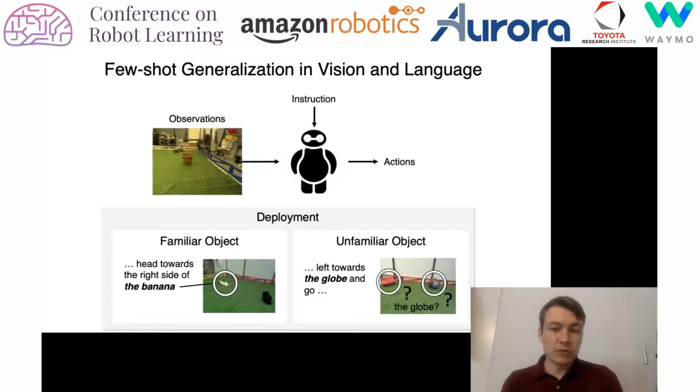There is a vast diversity of objects in the real world, some of them personal and unique to each one of us. And if you want to build robots that can solve useful tasks in our households, then it's important that they can understand references to new and previously unseen objects.